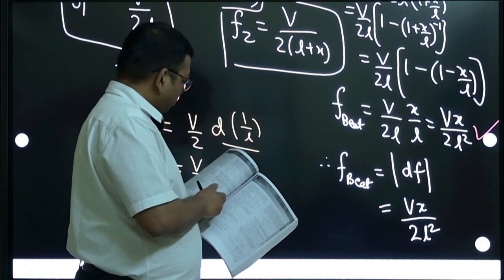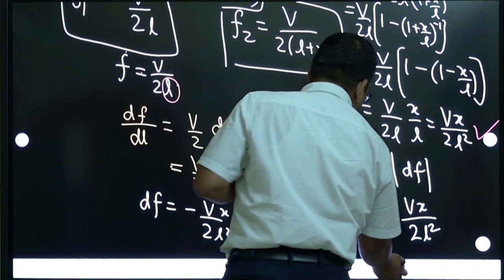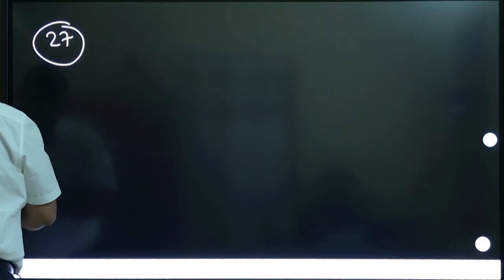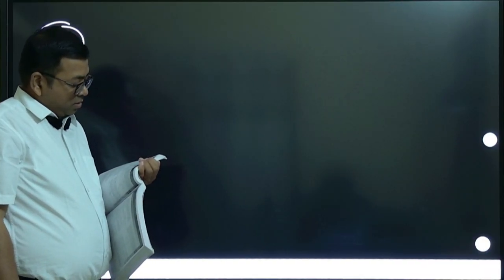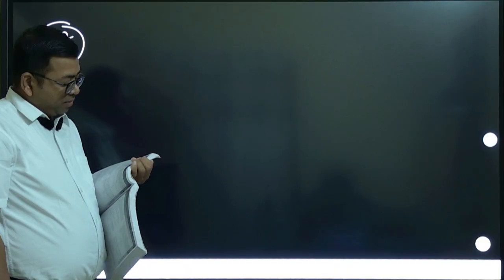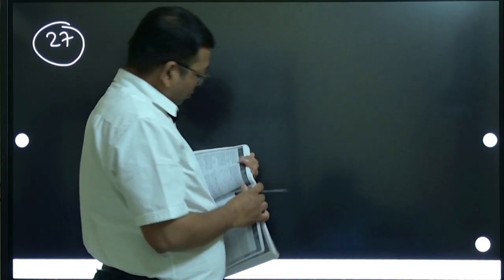Question number 27. There is a set of 4 tuning forks, one with the lowest frequency at 550 hertz. By using any two tuning forks at a time, the beat frequencies that can be produced are these. What are the possible frequencies of the other three forks?